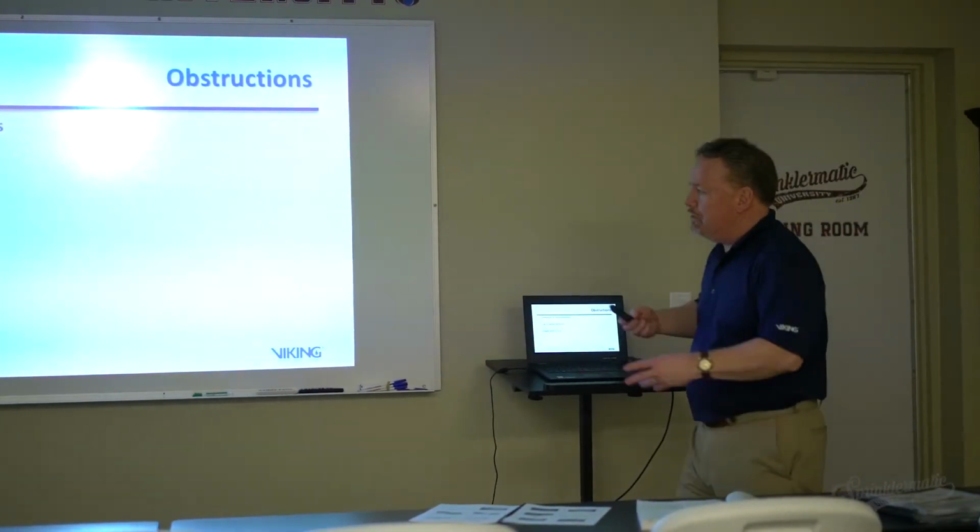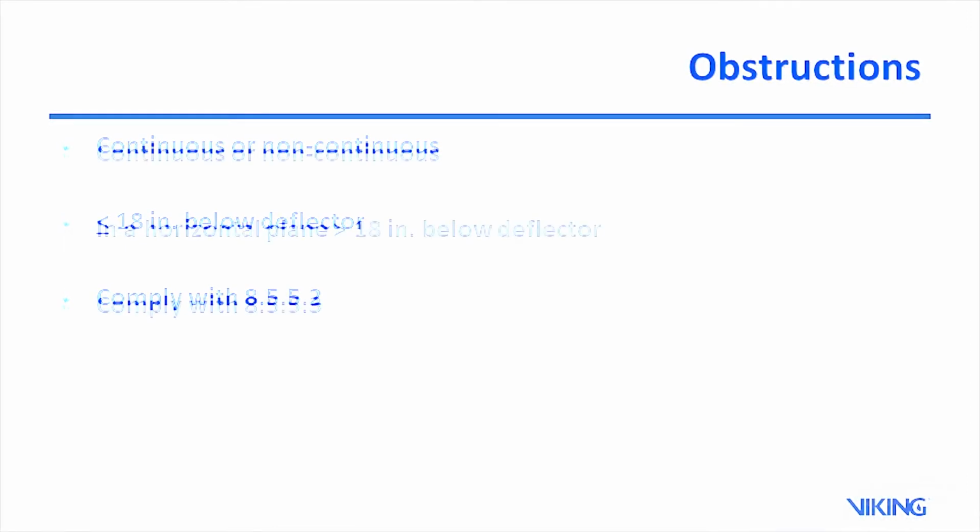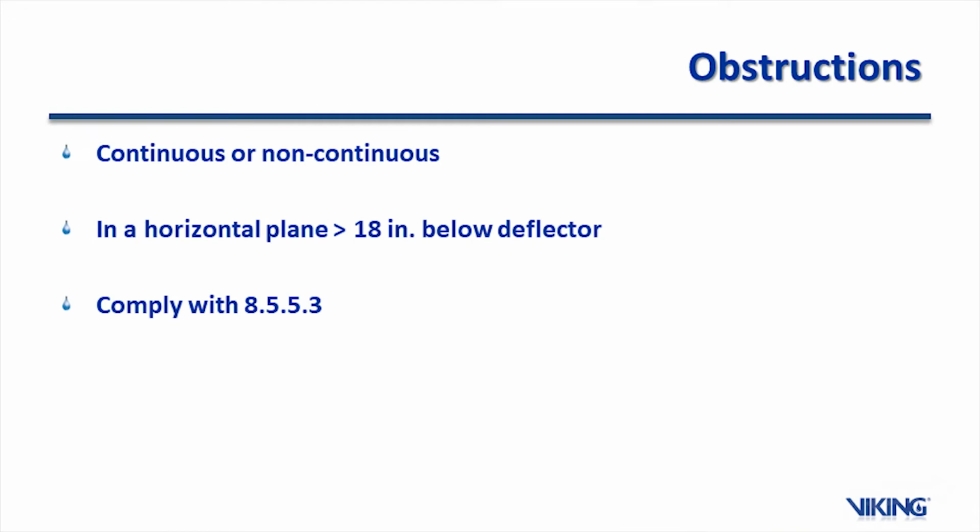So, obstructions can be continuous or non-continuous. This is just repeating what we did earlier. Less than or equal to 18 inches need to comply with 8.5.5.2. Continuous or non-continuous in a horizontal plane greater than 18 inches below the deflector need to go to 8.5.5.3.